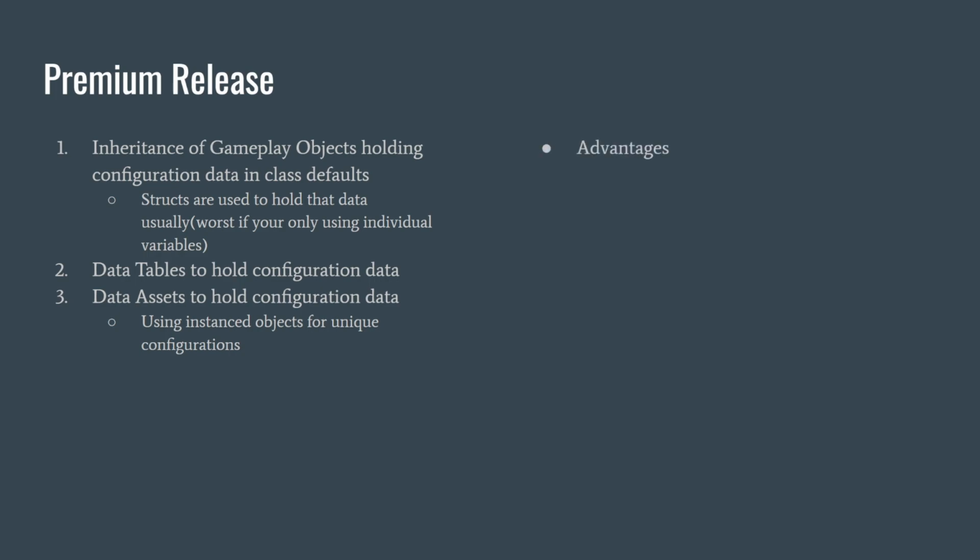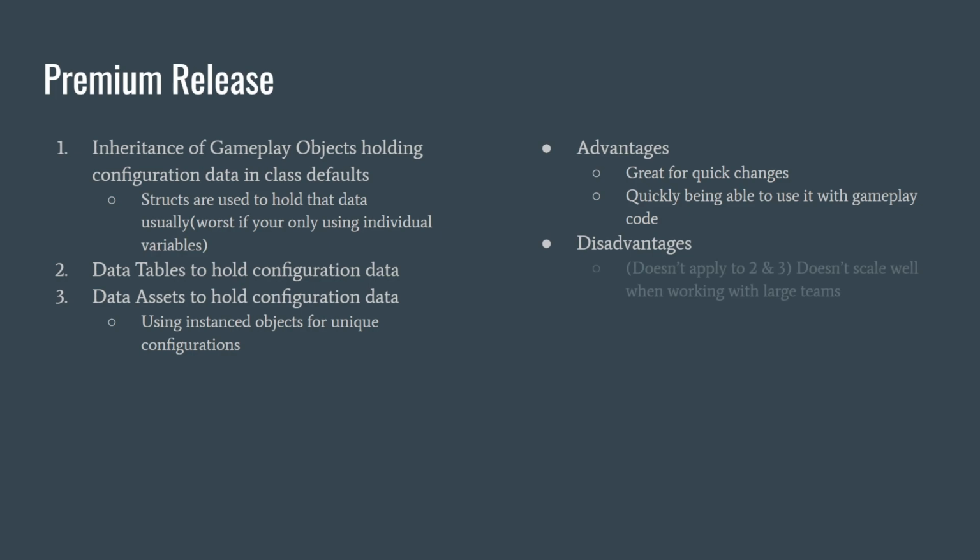So the advantage of doing this is that it's very quick to prototype and get quick changes in there, and it's very quick to get it used with gameplay code. There are also some disadvantages. It doesn't apply to number two and three, but number one typically doesn't scale well with large teams, because you're using a lot of hard-coded values in a gameplay object that has to be instanced, and there's so much upkeep and management that it's a headache. Also in Unreal, because UAssets are binary files, it's a nightmare to deal with merge conflicts and version control.